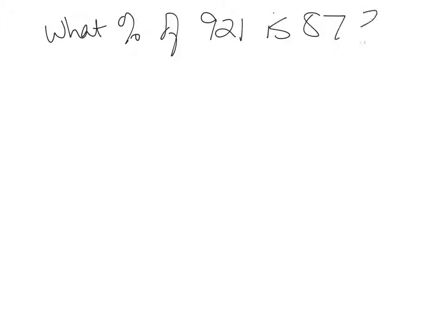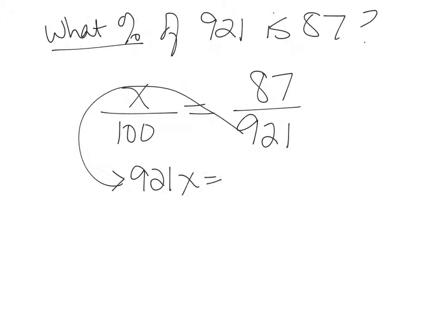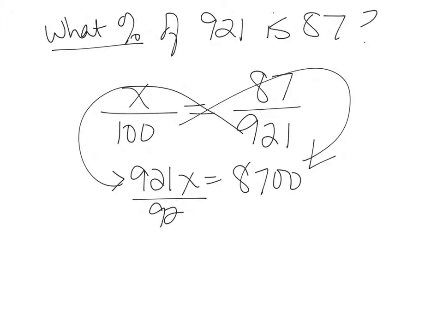Okay, what percent of 921 is 87? Okay, so I set up my fraction. I always do the 100 down here, and I start with what percent. What means X. Whatever comes after the word of goes on the bottom, and whatever's left goes on the top. Cross multiply. 921x equals 8700. Divide by 921 on both sides, so they cancel.